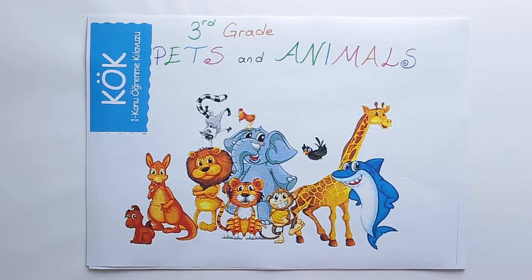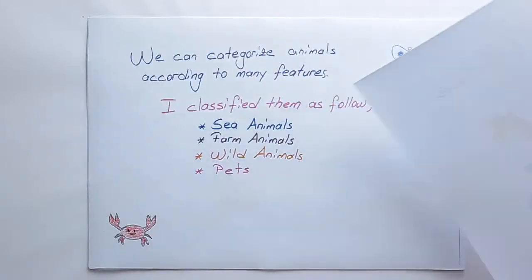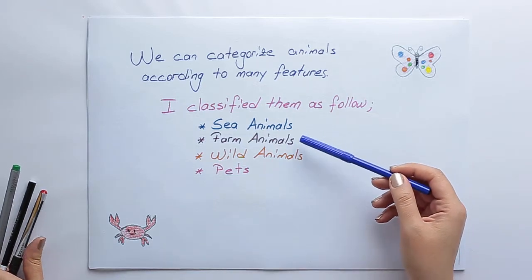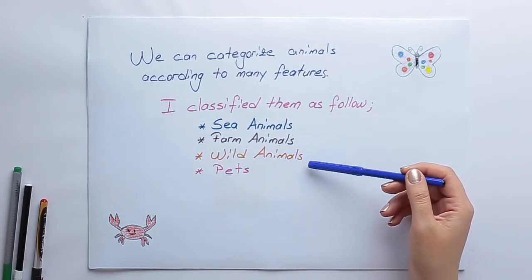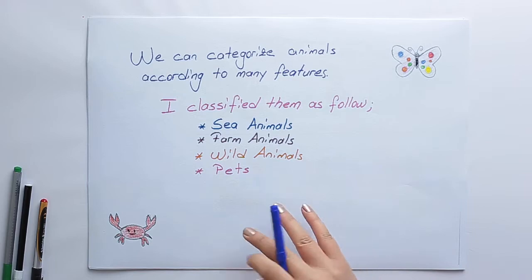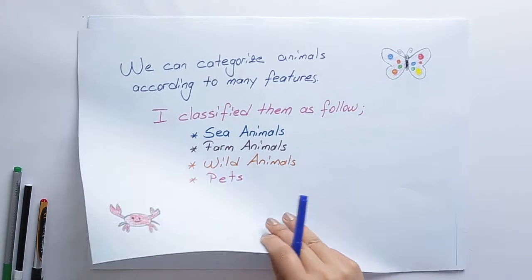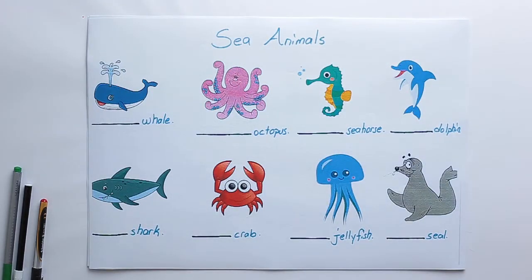Today we have third graders English lesson and our topic is pets and animals. We can categorize animals according to many features. I classified them as follows: sea animals, farm animals, wild animals, and pets. Let's start with sea animals.